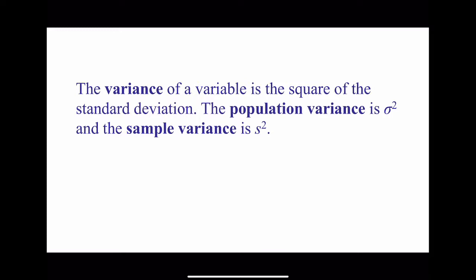So all variance is the square of the standard deviation. It's a sample variance or a population variance. So it's sigma squared if it's population, and it's s squared if it's sample. So if you're calculating standard deviation, before you take the square root at the very end, that is your variance. That's it. That's all. So I'm going to move on.